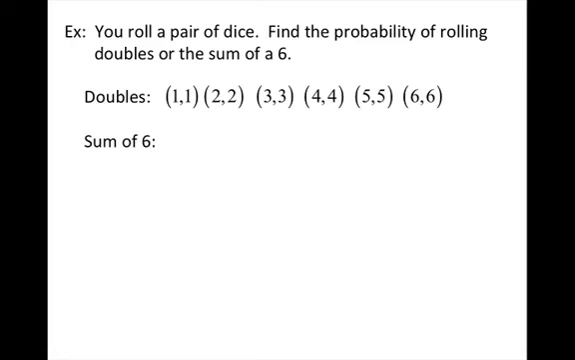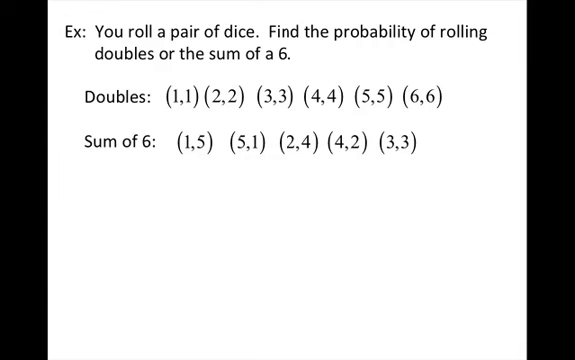In the last example, you roll a pair of dice. Find the probability of rolling doubles or the sum of a 6. Let's look at the ways to roll doubles. I could roll 1 1, 2 2, 3 3, 4 4, 5 5, or 6 6. To roll the sum of a 6, I could roll a 1 5 or a 5 1. I could roll a 2 4 or a 4 2, and then I could roll a 3 3.